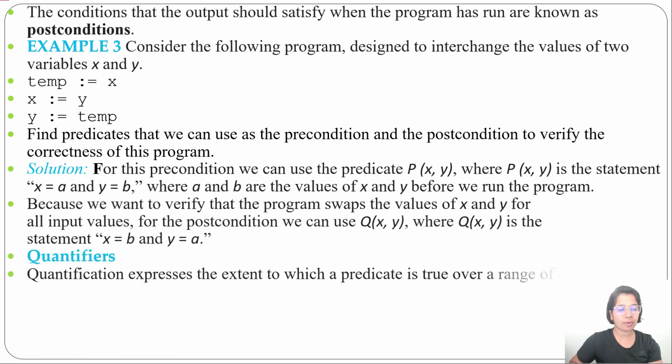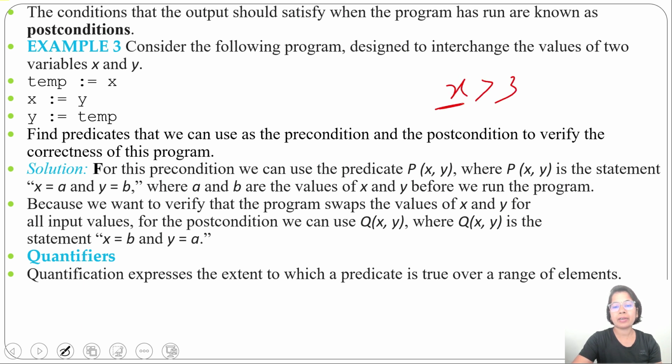Next I will discuss quantifiers. A quantifier expresses the extent to which a predicate is true over a range of elements. So a quantifier will assign some range to a predicate. Predicates are used for variables and it has some range, like x is greater than 3. So this x value should be 4 or greater than 4. If the x value is 2, it is false. So for x we are assigning some range, and that range is called the quantifier.